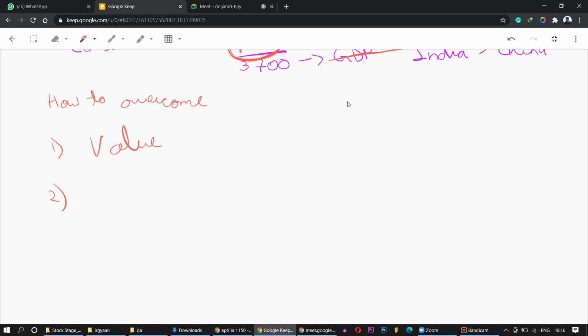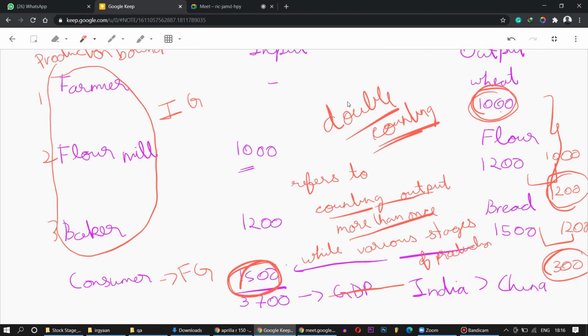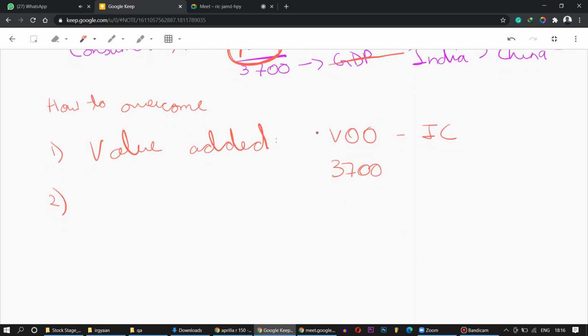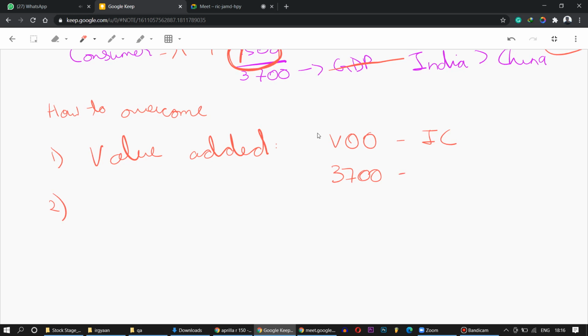Exactly, value added. In value added, we know the formula is value of output minus intermediate goods. If you take all the output, it will be what? 3,700. We are calculating all the outputs. We had 1000, we had 1200, we had 1500. We have 3 different outputs, and that is 3,700. Now let us see the intermediate good.